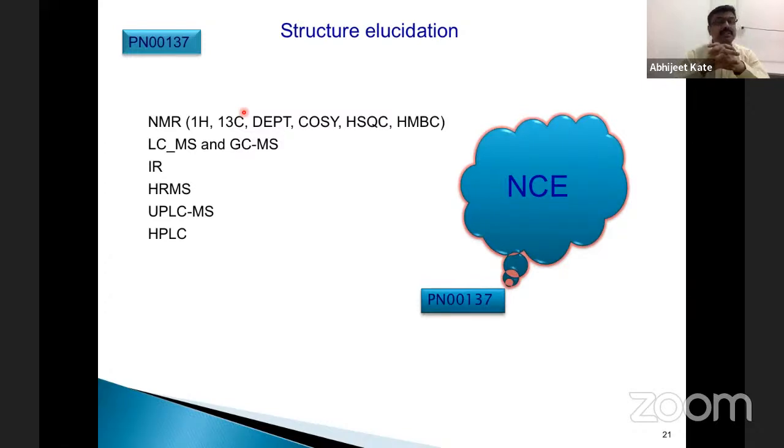Unless you know the structure, it is difficult to proceed further in this direction. And these are some of the other things. By IR, we get to know the functional groups present. MS gives the molecular weight, molecular formula, and purity estimation. HRMS gives the molecular formula.